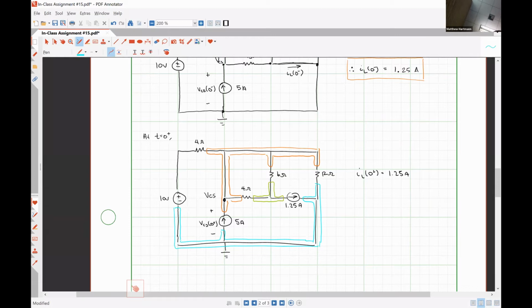So the one in blue is our reference. All right, so the one in pink, we know that that nodal voltage with respect to ground is 10 volts because there's a voltage source there. So that one's easy.